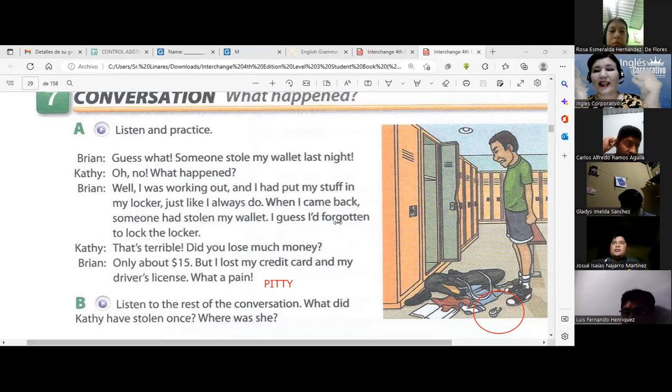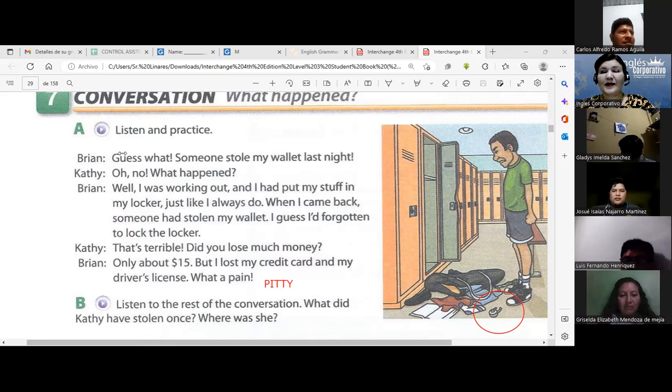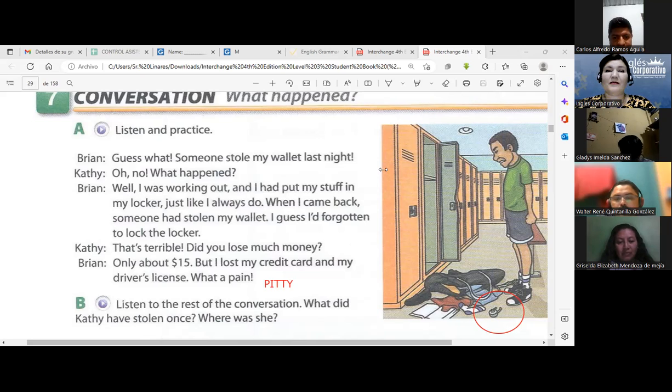Mr. Walter René and Griselda, go ahead. Okay. Guess what? Someone stole my wallet last night. Oh no, what happened? Very good. Well, I was working out and I had put my stuff in my locker, just like I always do. When I came back, someone had stolen my wallet. I guess I forgot to lock the locker. That's terrible. Did you lose much money? Only about $15, but I lost my credit card and my driver license. What a pain. What a pain, you say. What a pain. Okay, practice with me, but try to imitate the intonation, okay?